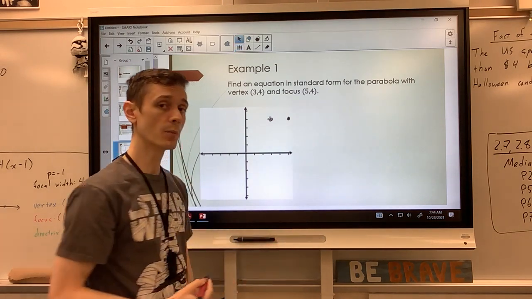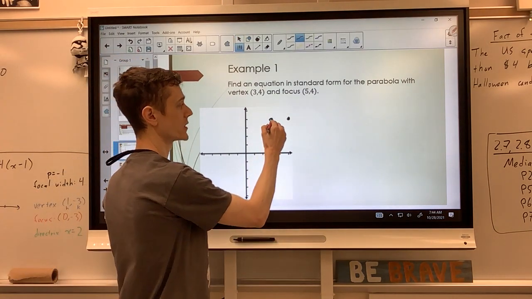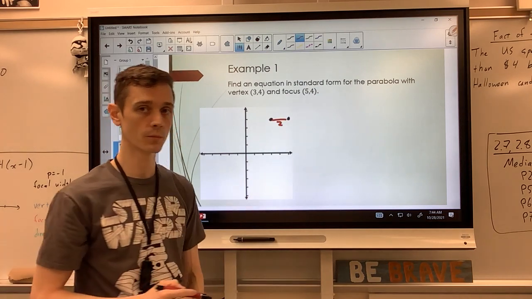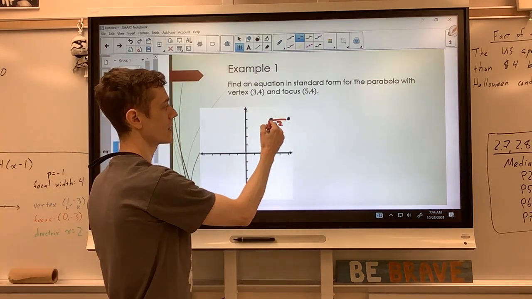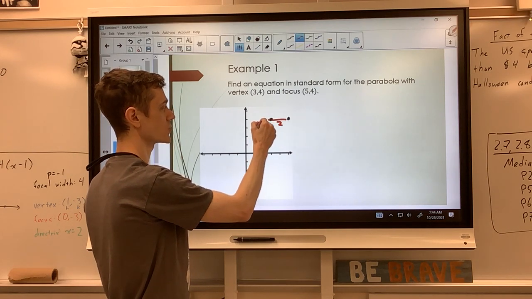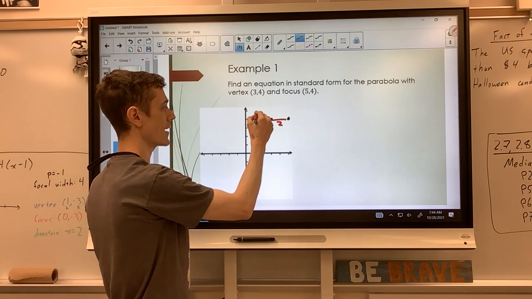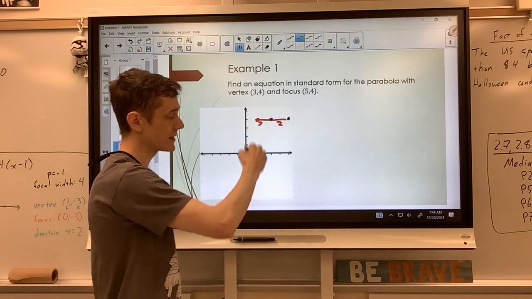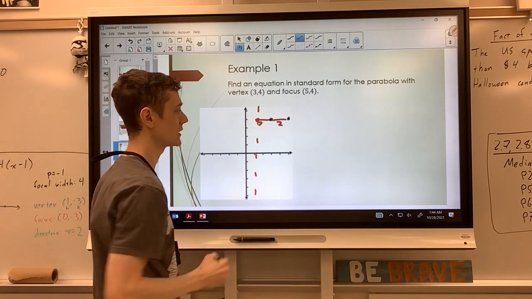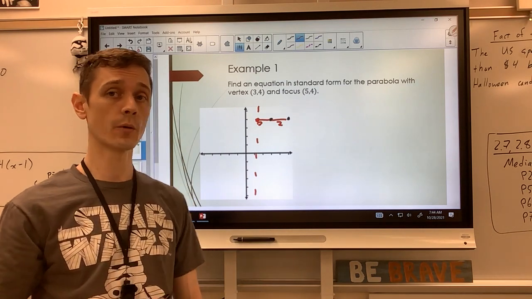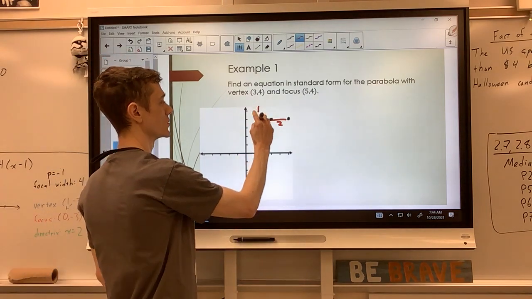Now that I have those two components, I can measure the distance between the coordinates they gave me. This is a length of 2. Well, since the vertex has to be halfway between the focus and directrix, that means I can go 2 more in this direction, and that would have to be where my directrix lands. Now, the directrix is actually going to be an entire line, so I'm just going to do a light dotted line, kind of like an asymptote, to indicate where that object landed. So now I don't need the 2's in there anymore.